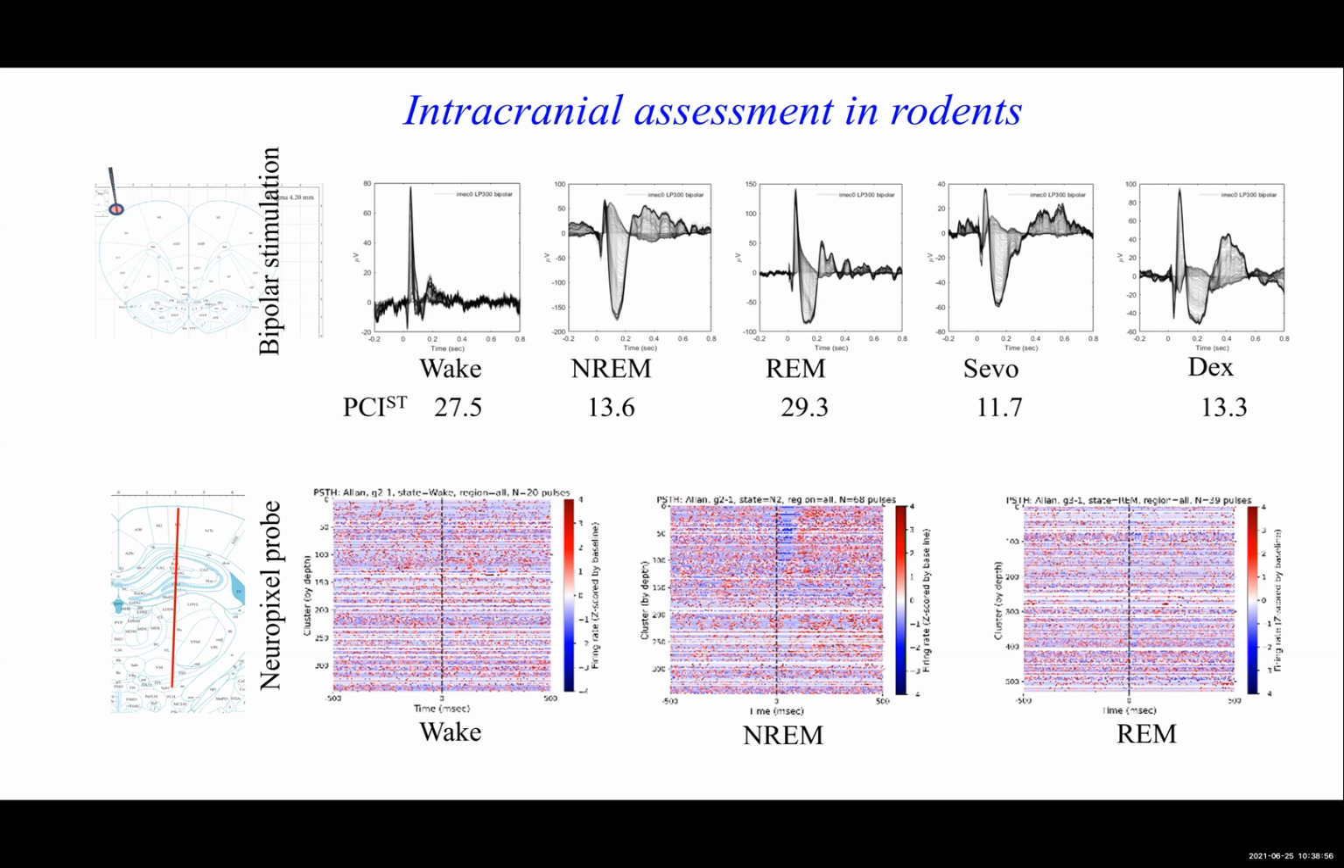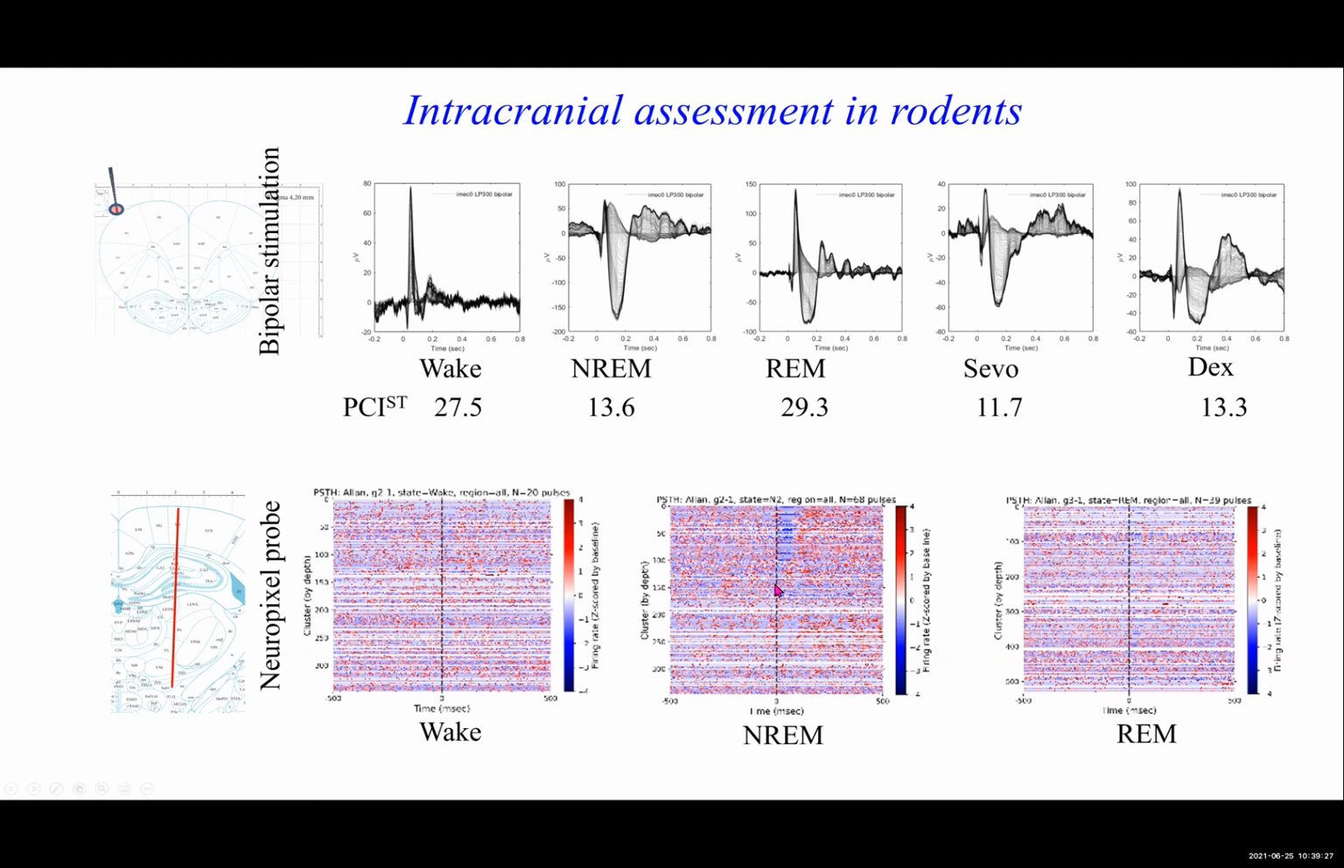This is just to tell you that this can now be done in rodents. These are our data using Neuropixel recordings in a rat. And here you see the evoked response, the local field potential, and here the units, every little dot is a unit firing across the depth of cortex, hippocampus, and thalamus. You can see that in the cortex, when the animal is in deep non-REM sleep, there is an off period. So we can confirm that units stop firing for roughly 200 milliseconds after the initial response, when the animal is in non-REM sleep.